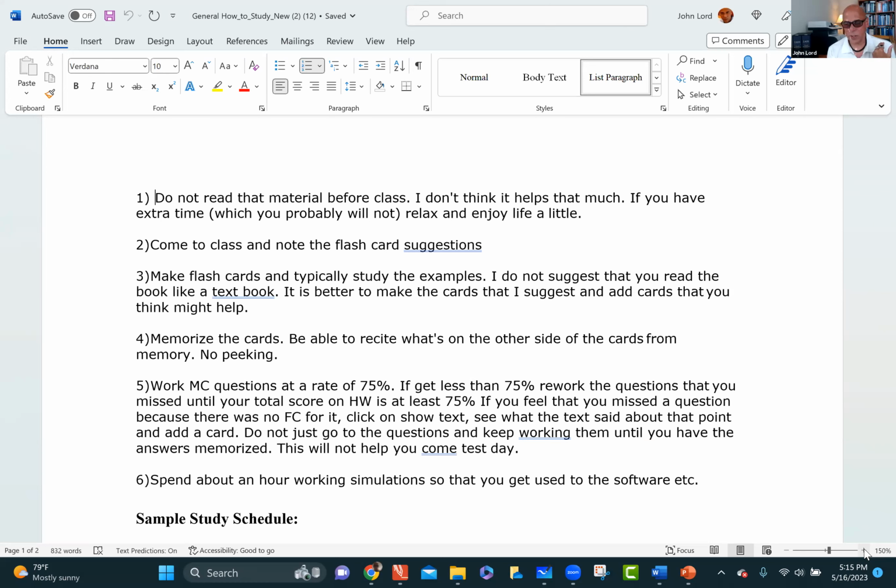Well, first stop and try to understand, why did I miss these? Is there a pattern to these that I missed? Oh, okay, I'm not really good with this concept. Let me add a couple more flashcards that will help me with that. Go back, rework those 40 questions, and if your overall percentage at that point comes up to 75, you're good to go. Don't keep working those questions over and over again.